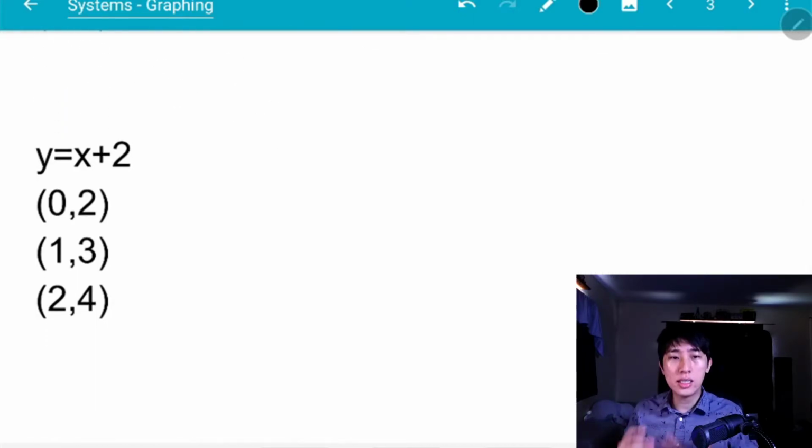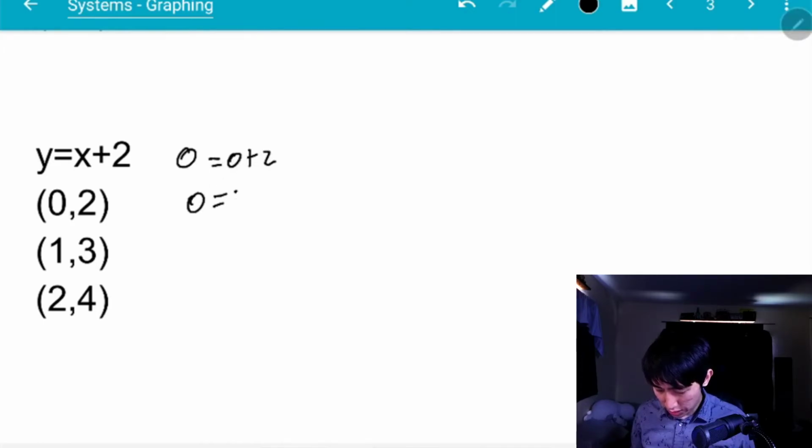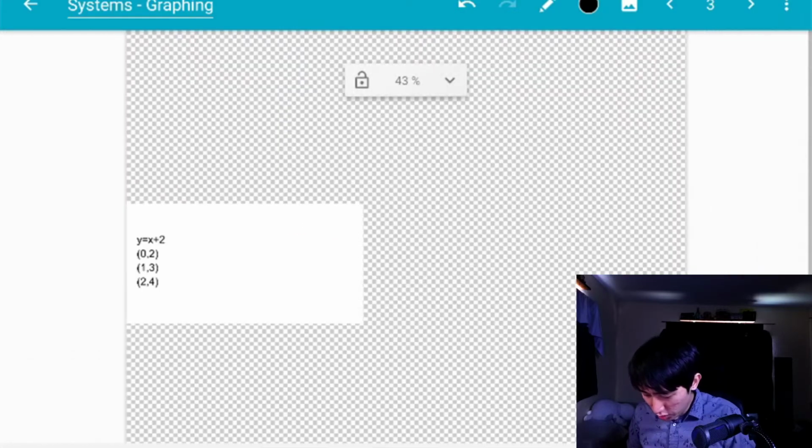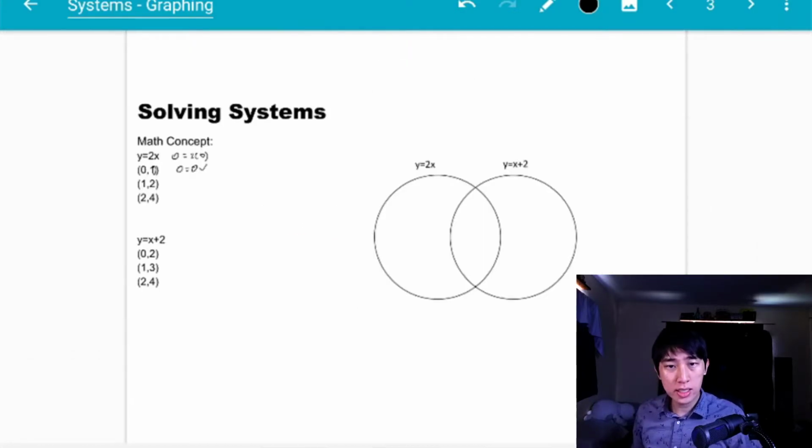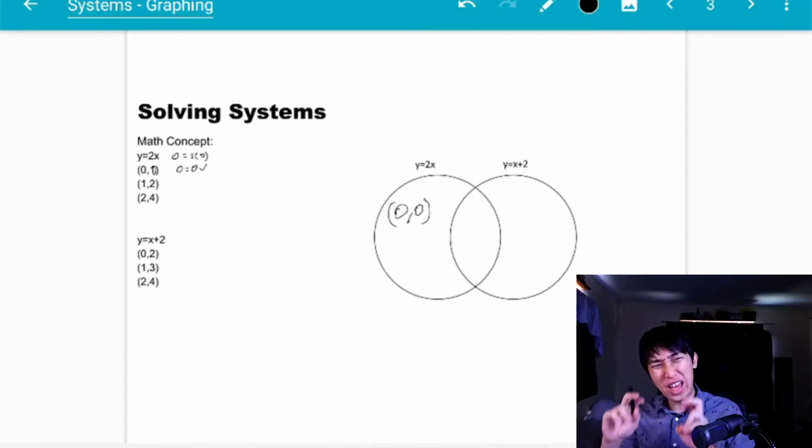But because it's a system, that means it has to work for both of them. So if we try it out, 0 equals 0 plus 2, 0 now equals 2, and that doesn't make any sense. And because it doesn't make any sense, we can't say it's a solution. So even though it might be a solution to this top one, it's not a solution to the bottom one, which means that we're going to put 0, 0 in our left circle. That's a solution for this left one, but it's not a solution for my right one. That's the general concept of how we're using Venn diagrams to help me organize my solutions.